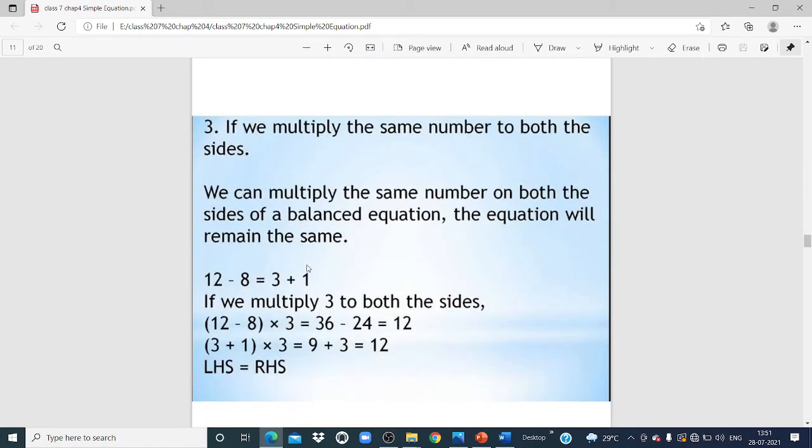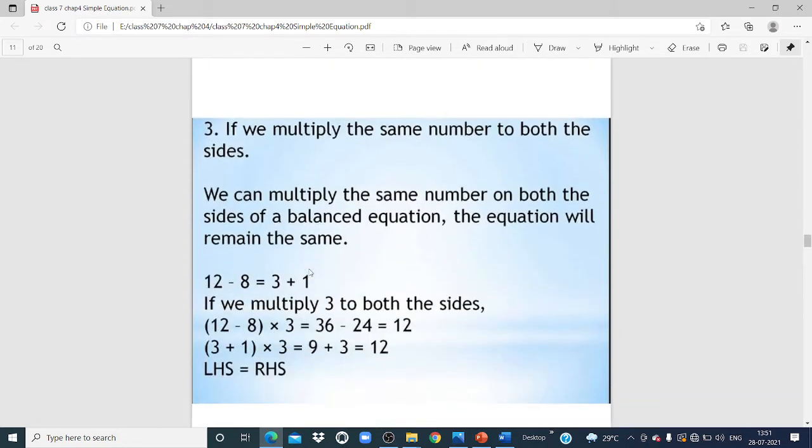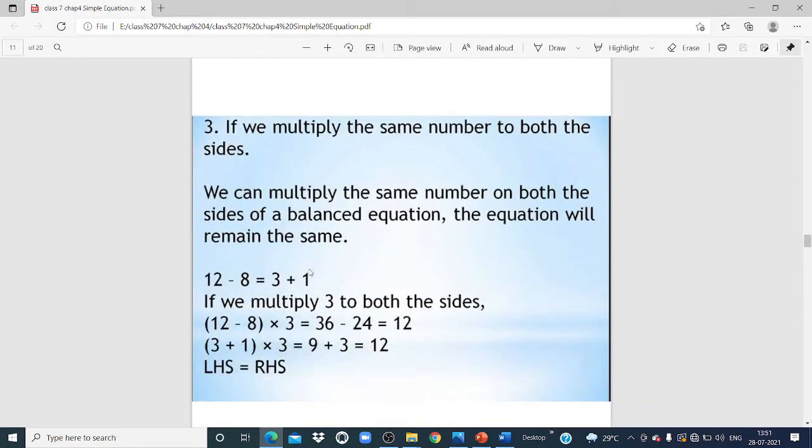The same rule is for multiplication as well as division. Let's see about the multiplication. If we multiply the same number to both sides, the equation will remain the same. We are taking the same example: 12 minus 8 is equal to 3 plus 1. 12 minus 8, answer is 4. 3 plus 1, answer is 4.